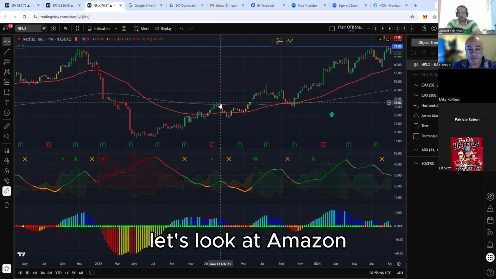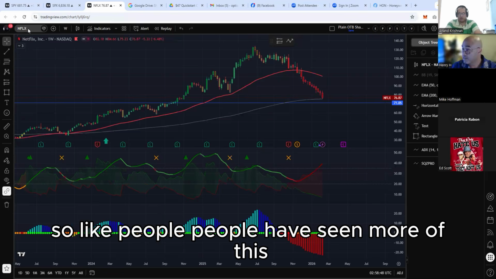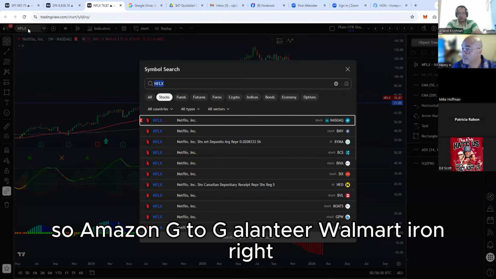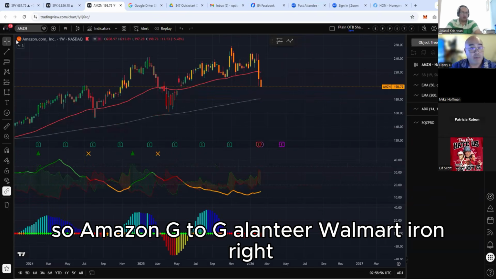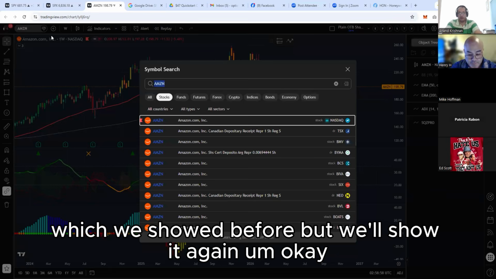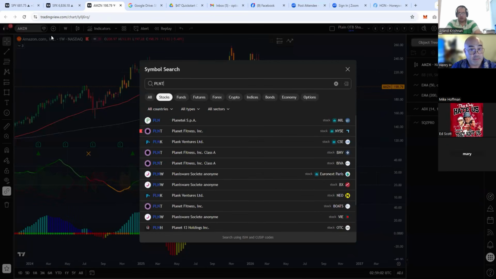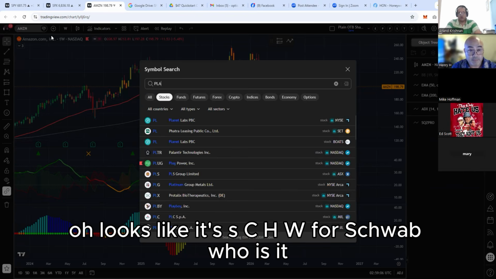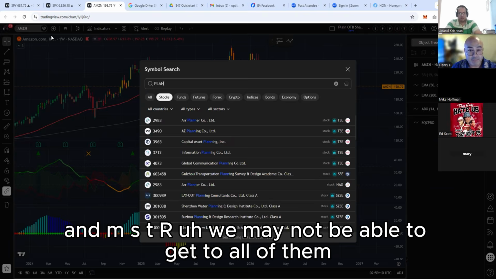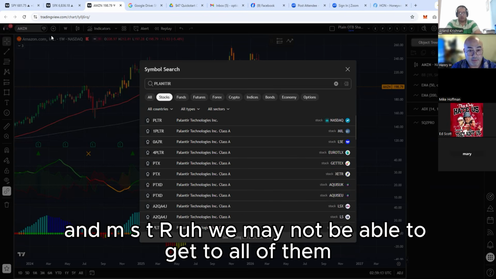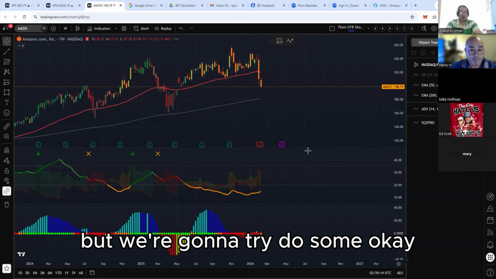Let's look at Amazon. People have seen more of this. So Amazon, G2G, Palantir, Walmart, Iron, which we showed before, but we'll show it again. Looks like it's SCHW for Schwab, and MSTR. We may not be able to get to all of them, but we're going to try.